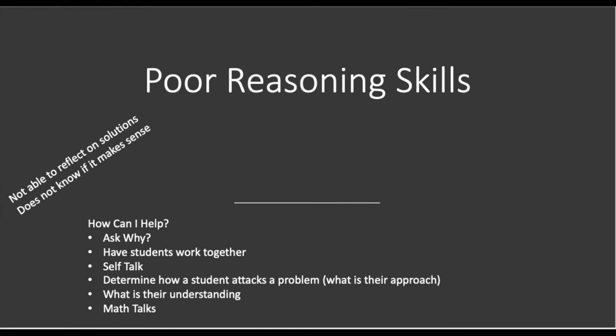So what can I do to help? Well, I'm going to ask them why they chose the process that they chose. Why did they feel that the information was important? I'm going to have them work with another student so that they can determine how they're reasoning through a problem. I'm going to teach them self-talk skills. I'm also going to do some self-talk with a problem myself so that they can start seeing the important information that I see in the problem.